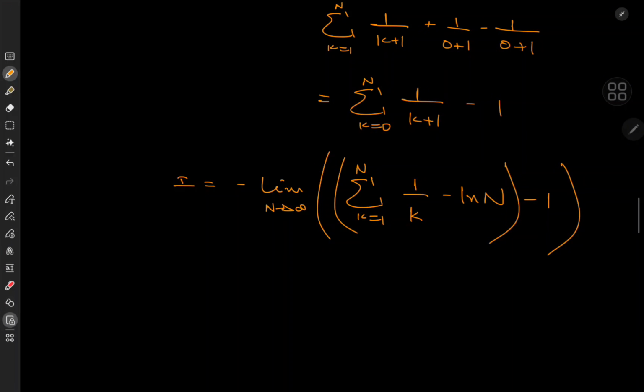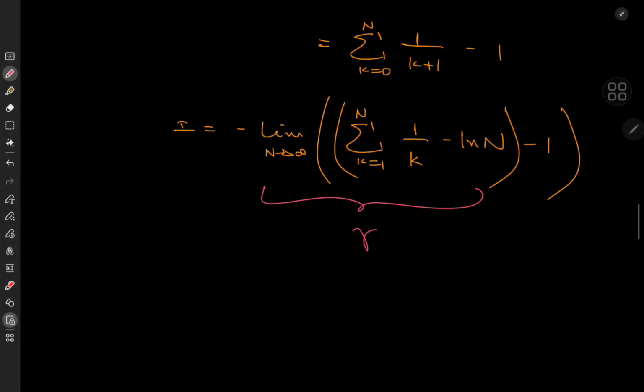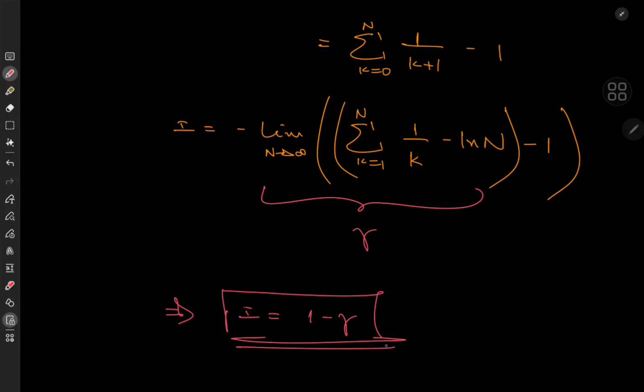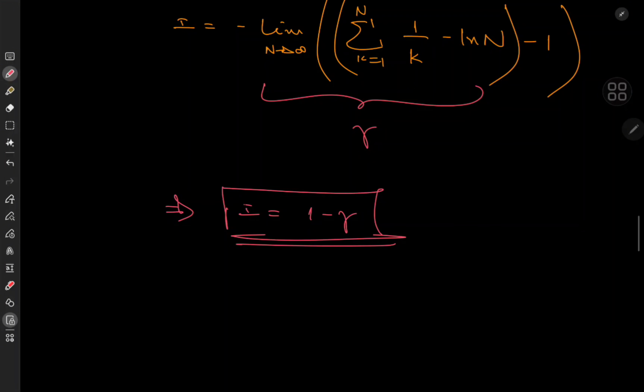So the limit of this thing is actually just the Euler-Mascheroni constant. So you have the Euler-Mascheroni constant with a negative sign, but you also have this negative 1, and the two negatives cancel out, implying that the target integral sorts out to 1 minus the Euler-Mascheroni constant, which looks absolutely insane.